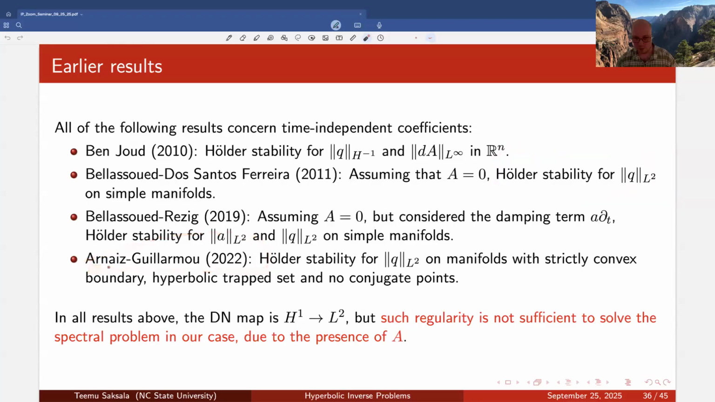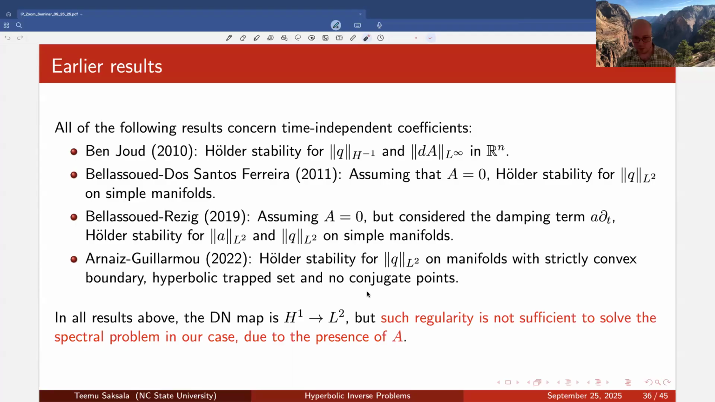Okay, and maybe I would like to just mention something about this last work over here, which is very interesting in the sense that you can actually do better than simple manifolds. So by this work by Arne and Guillermo, they showed a similar result as Bela Su and Santos Pereira on these manifolds which have a hyperbolic trap set of geodesics and no conjugate points. So this is a set of manifolds which extends simple manifolds. It's not all manifolds, it's an extension of simple manifolds. So really interesting that the simplicity is not absolutely necessary.